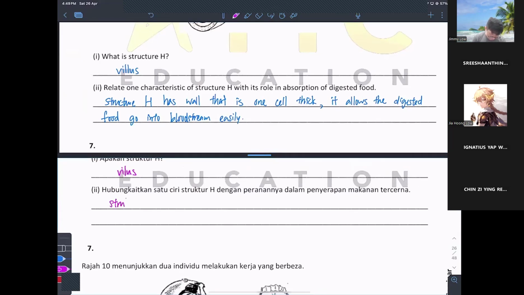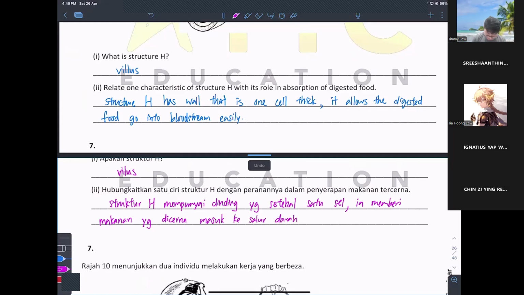In BM: structure H mempunyai dinding yang setebal satu sel. Ia memberi makanan yang dicerna masuk ke salur darah secara senang.